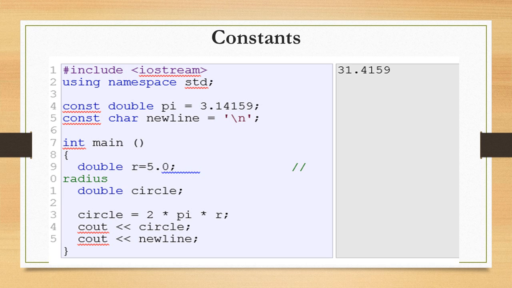Include iostream using namespace std. Now you see const double pi equal to 3.14159 and end of line semicolon. Now pi is assigned to be 3.14159. Instead of typing 3.14159 in the program, you just type pi. Okay. Then const char newline. Instead of going to the new line, newline is assigned to single quote backward slash n, then the end of line.